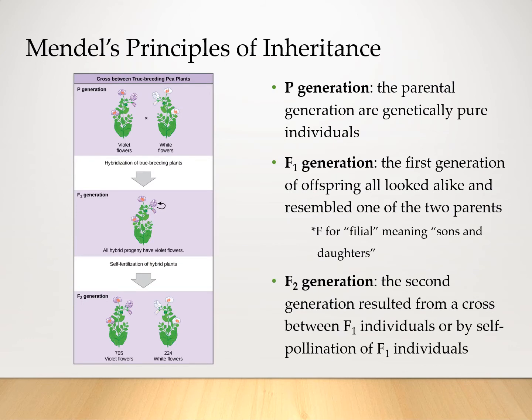When discussing generations of hybrids, the P generation is the original parent generation. The first crossbred offspring are referred to as the F1 generation, and the cross of two F1 plants produces the F2 generation. The F stands for filial, which means sons and daughters.